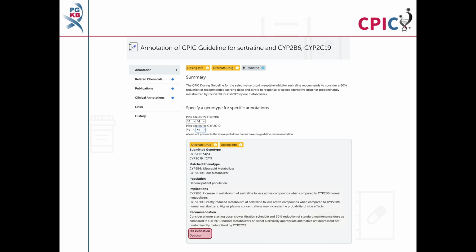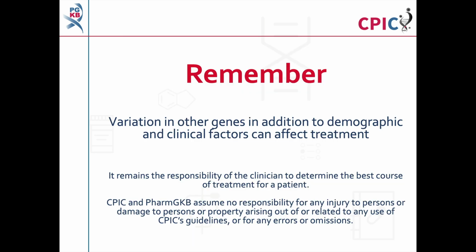of that recommendation. Remember that variation in other genes, in addition to demographic and clinical factors, including concomitant medications, can affect treatment. It remains the responsibility of the clinician to determine the best course of treatment for a patient. CPIC and PharmGKB assume no responsibility for any injury to persons or damage to persons or property arising out of or related to any use of CPIC's guideline or for any errors or omissions.